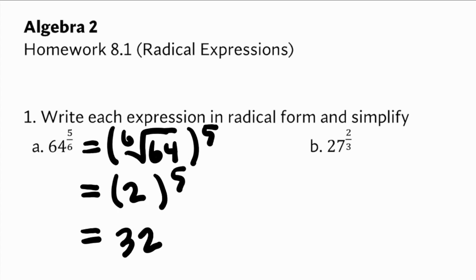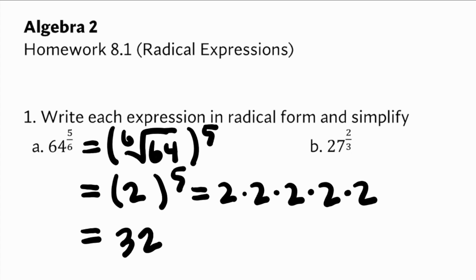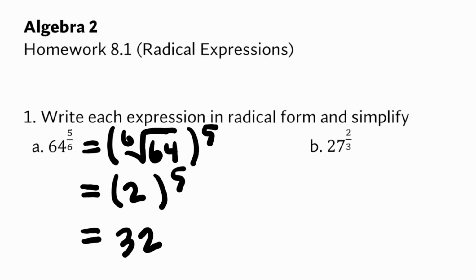If you needed to, you could say, okay, that's 2 times 2 times 2 times 2 times 2, and work it out: 2, 4, 8, 16, 32. But hopefully at this point, we've been doing a lot of powers of numbers, and you might just know that 2 to the 5 is 32.